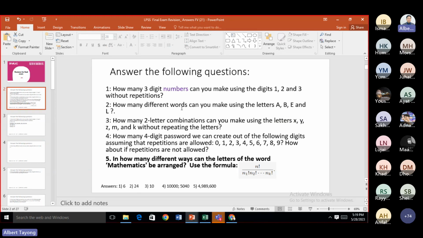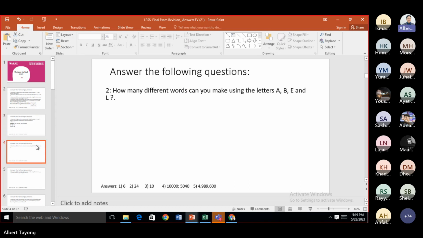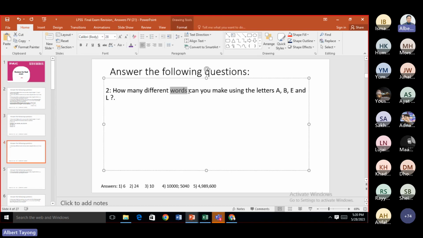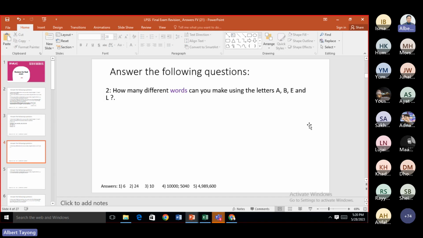The second one: how many different words can you make using the letters A, B, E, and L? Okay, so here, words. You have to understand whether it is permutation or combination. If it is a permutation, you have to see whether it is permutation with repetition or permutation without repetition, right?